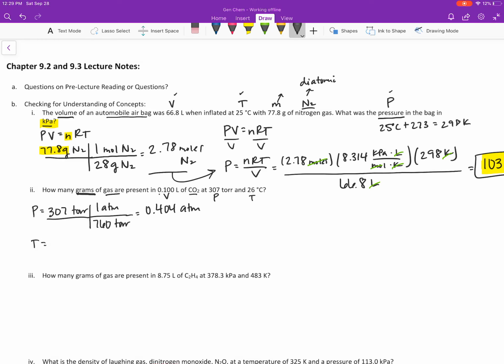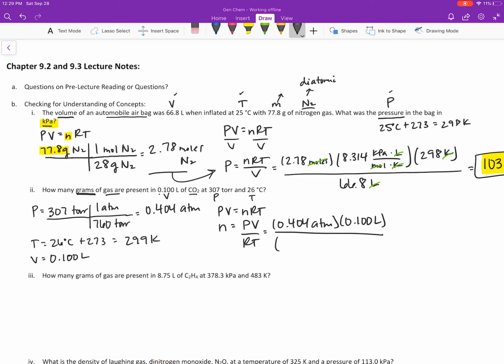Volume is good. So now I'm going to rearrange my PV = nRT equation to solve for number of moles. And we tend to get kind of sloppy about this and end up dividing on the wrong sides, which is why I like to do it before I start. So now I have my pressure. I have my volume. I'm going to use my 0.08206 version of the R because I'm in atmospheres. And then my temperature is 299 Kelvin.